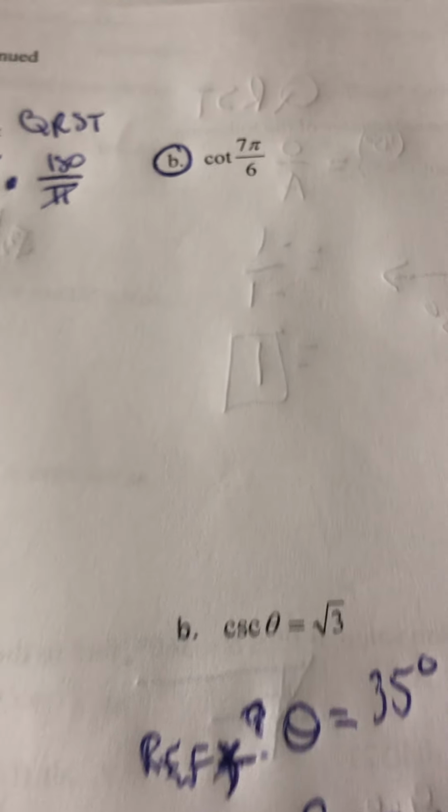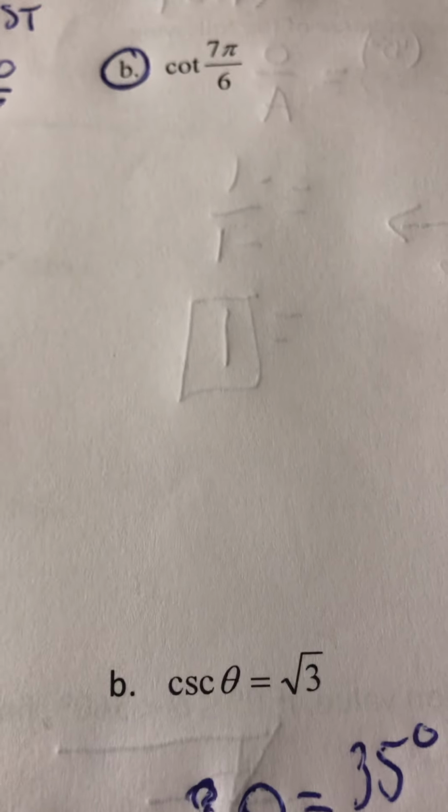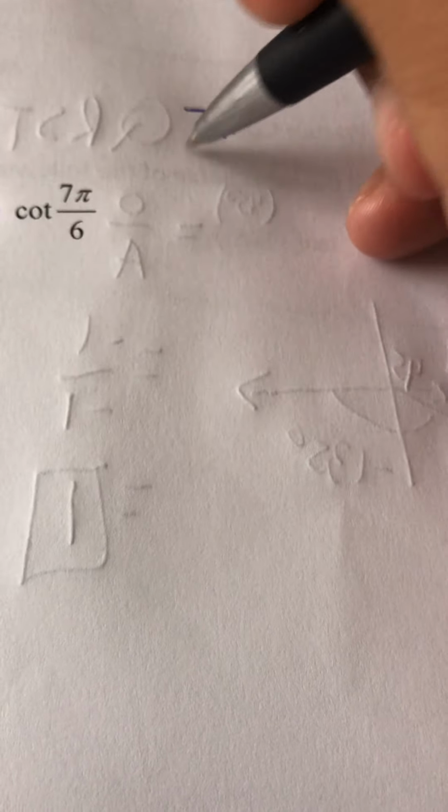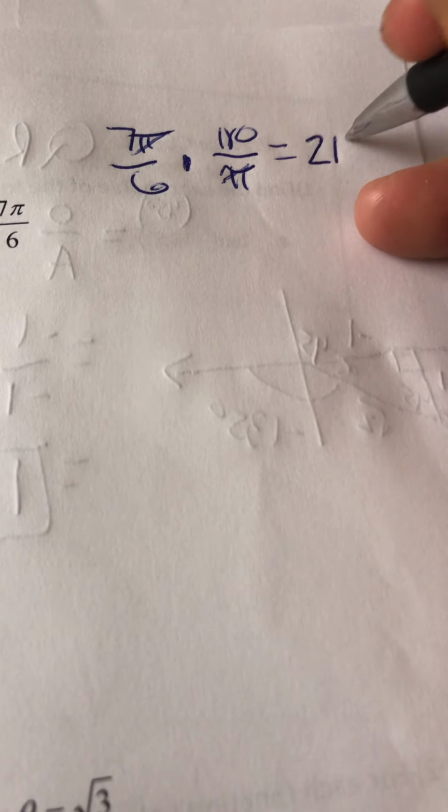The first thing that we're going to want to do is convert these radians to degrees just because it's a little bit easier to deal with. So I'm going to take 7 pi over 6 and multiply that by 180 over pi to convert. The pi's simplify out. And then we're just going to multiply 7 times 180 and then divide that by 6. So when we do that, we'll get 210 degrees.